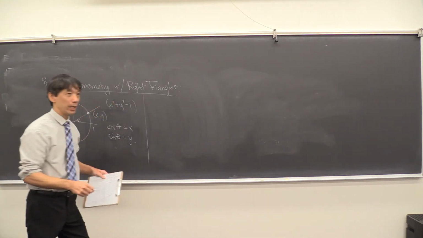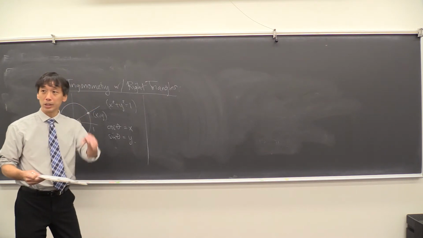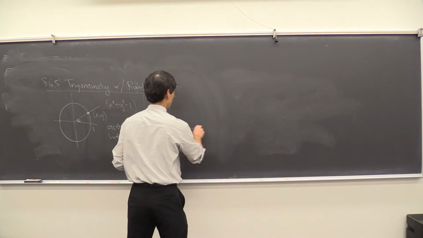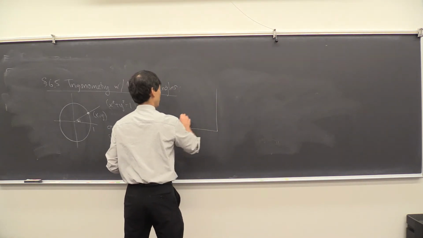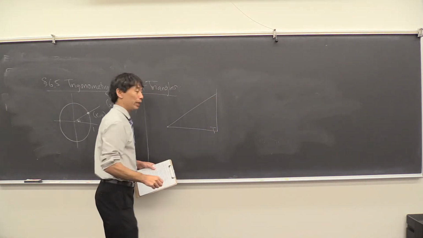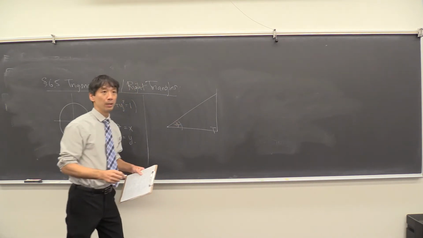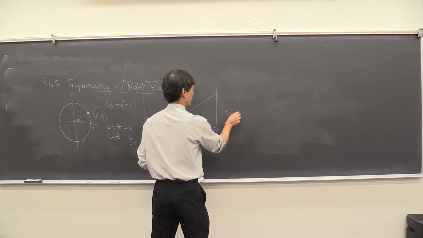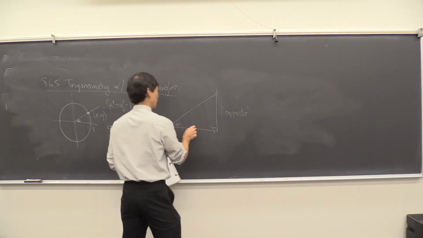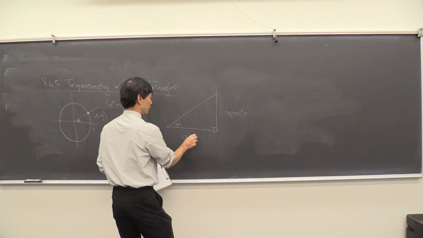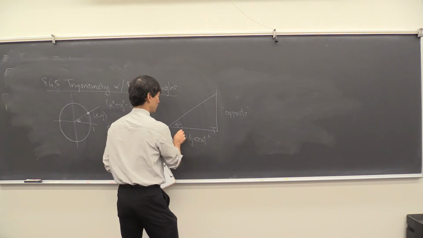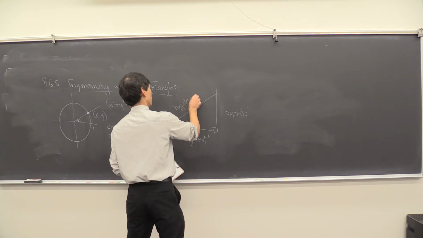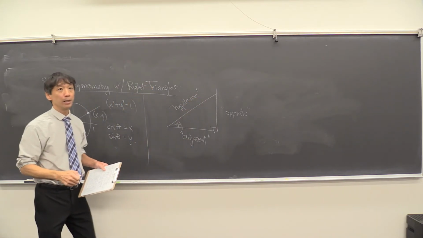What's often done in high school is to introduce the trigonometric functions using right triangles. So you do something like this. Suppose I have a right triangle and I have an angle. Then we call this side the opposite, we call this side the adjacent, and we call this side the hypotenuse.